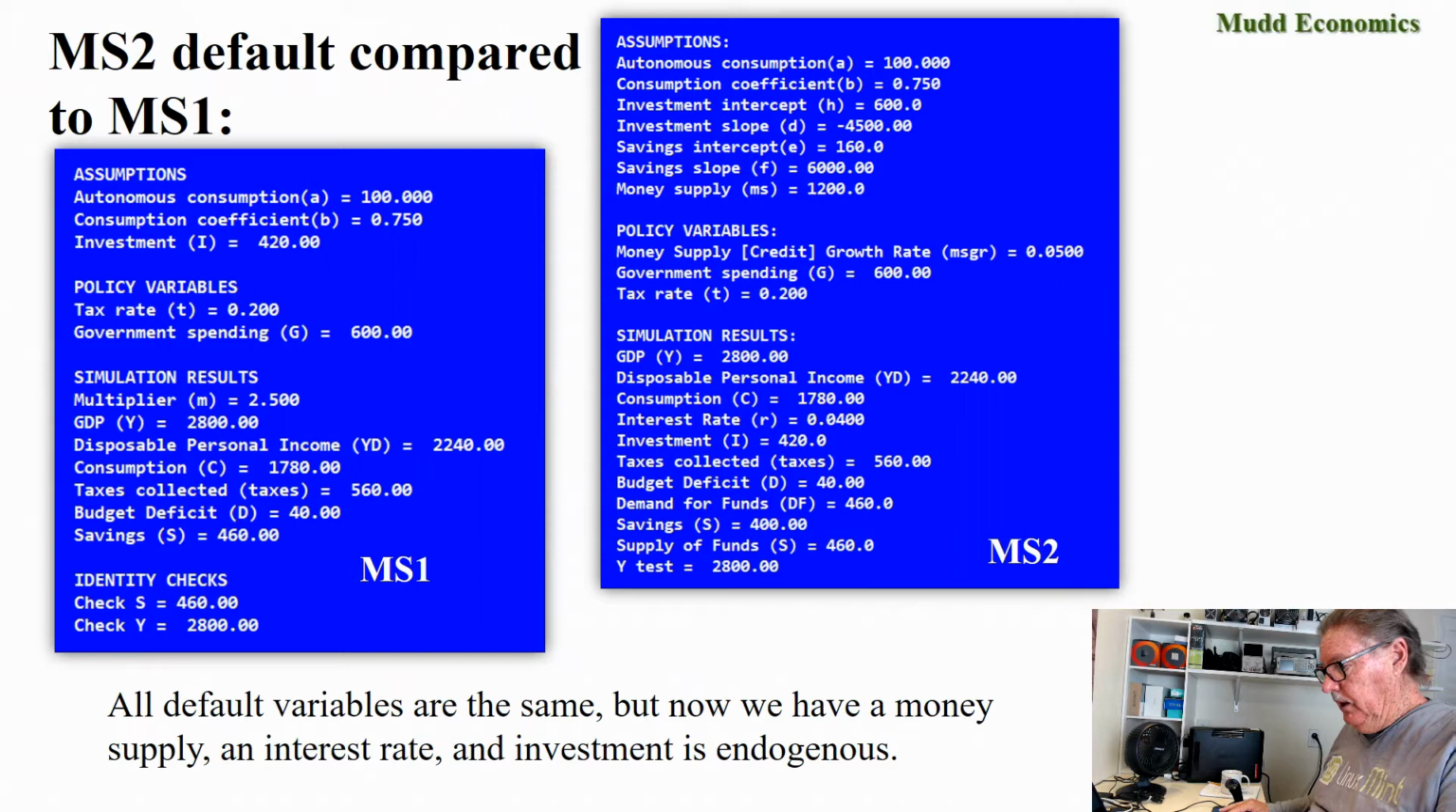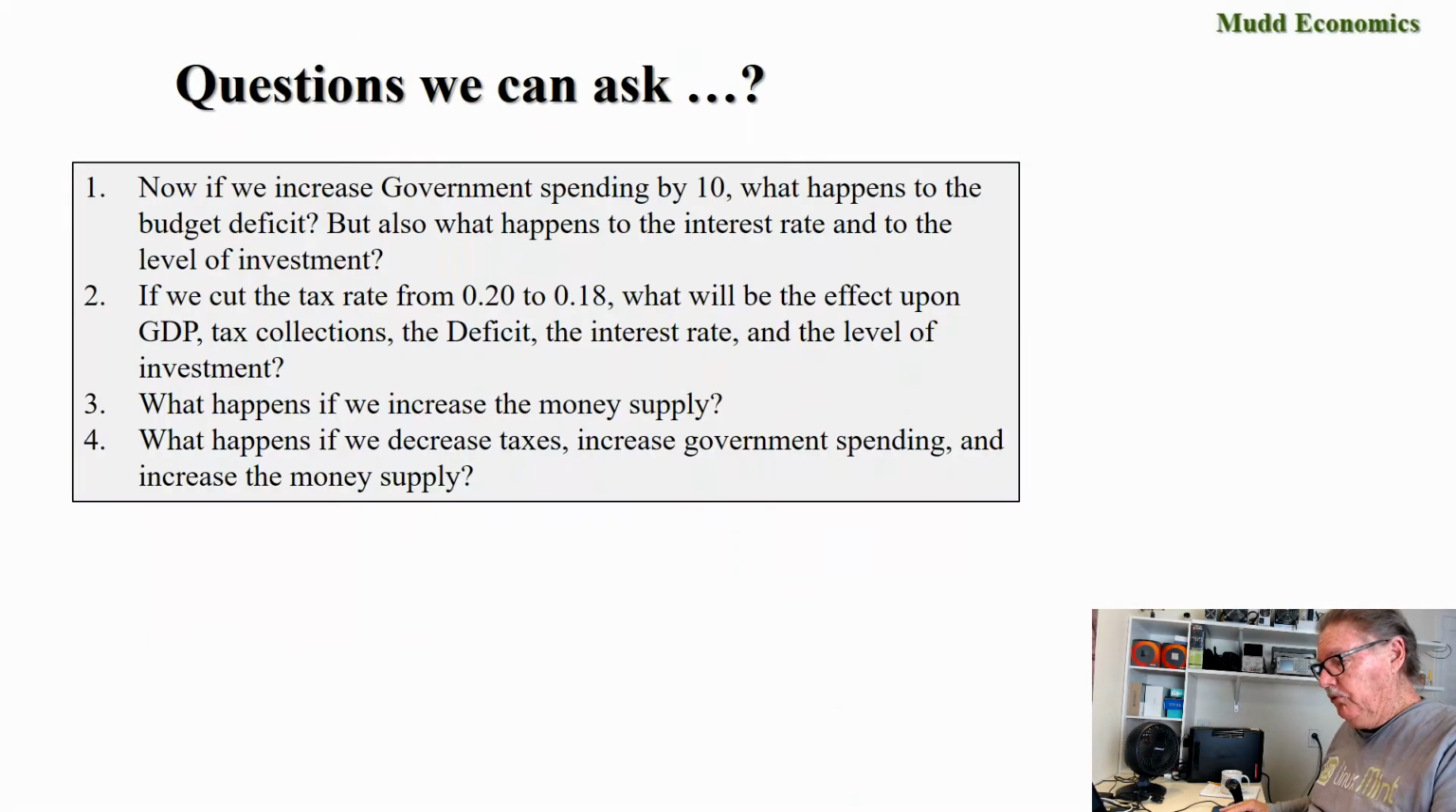So let's get into this. First, let's pose some questions. Now, if we increase government spending by 10, what happens to the budget deficit? But also, what happens to the interest rate and the level of investment? Is this model going to show us crowding out?